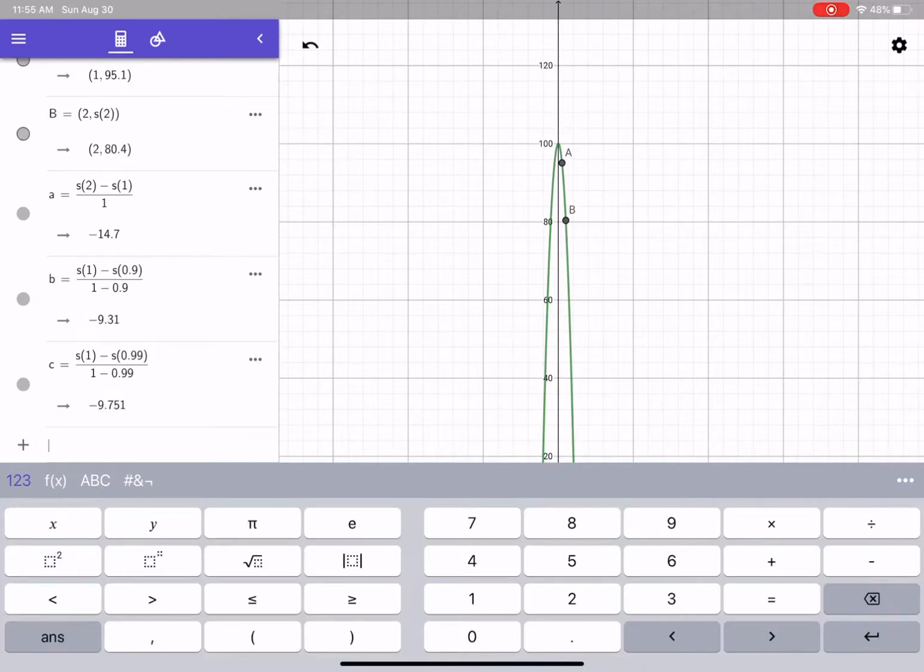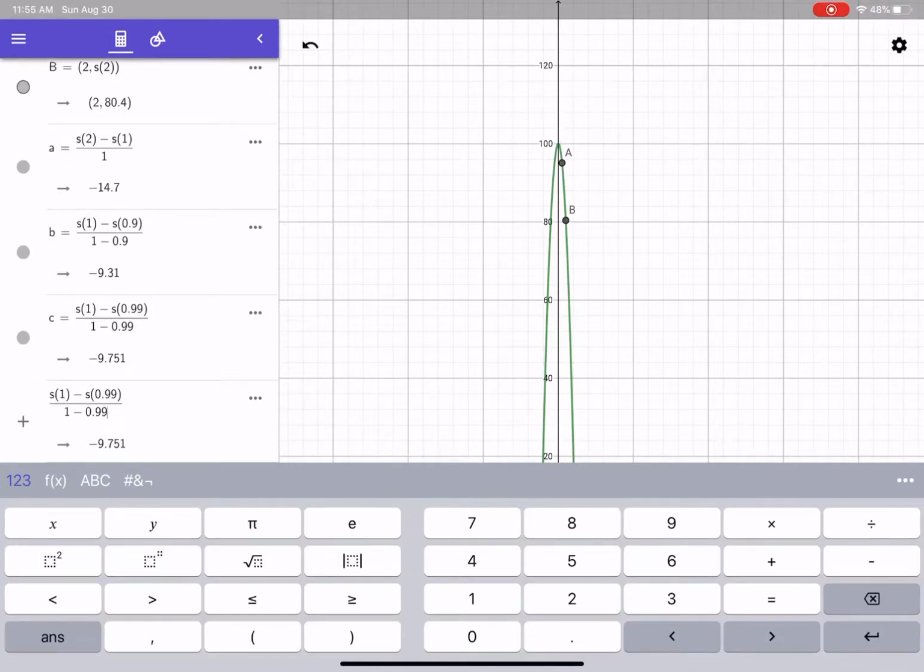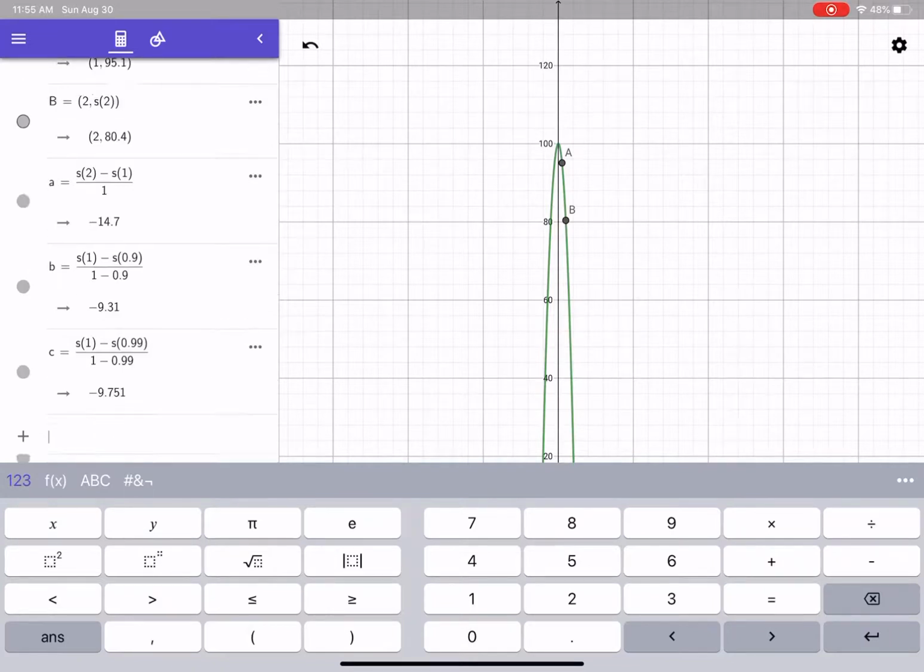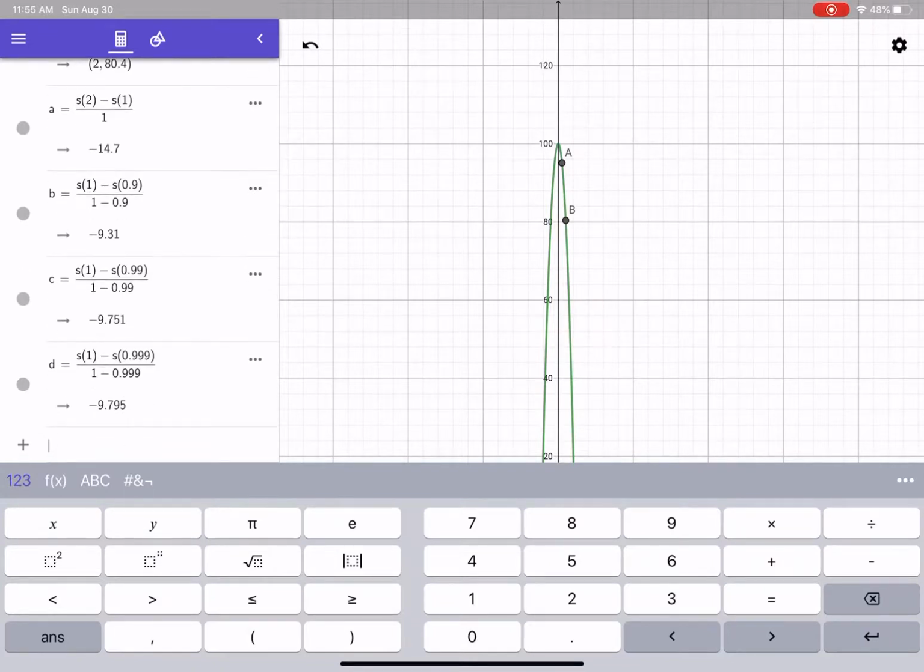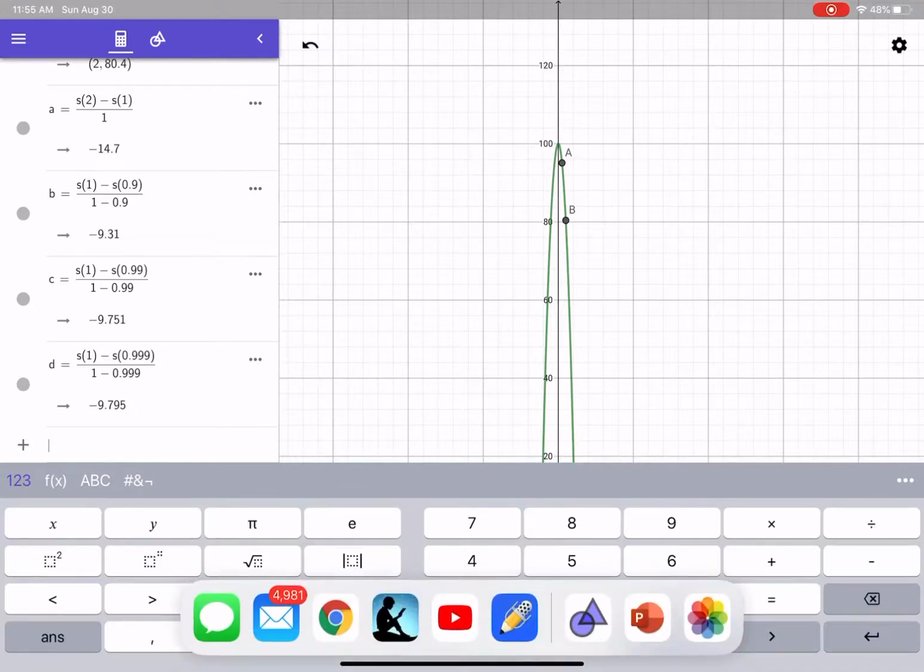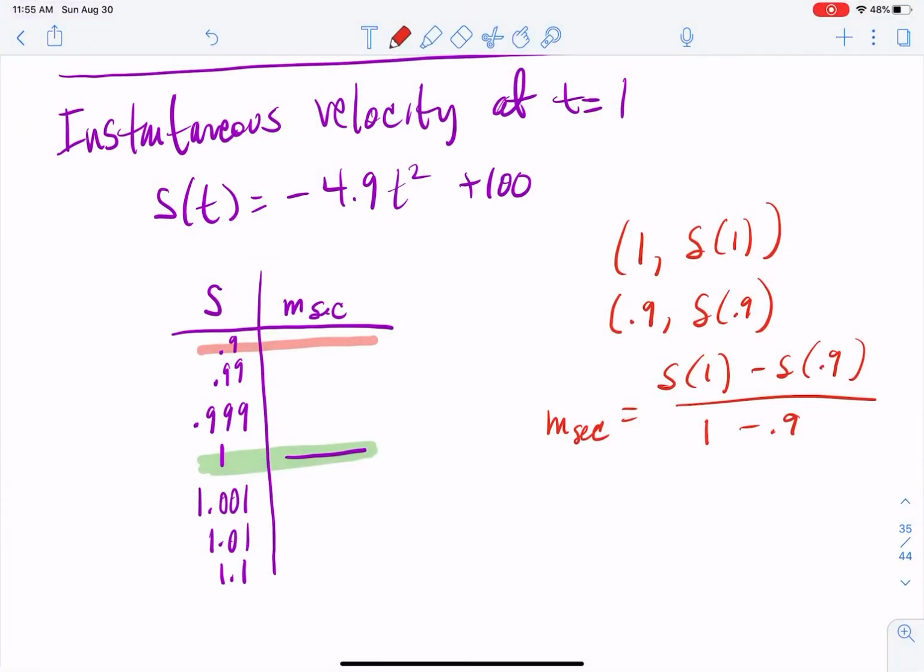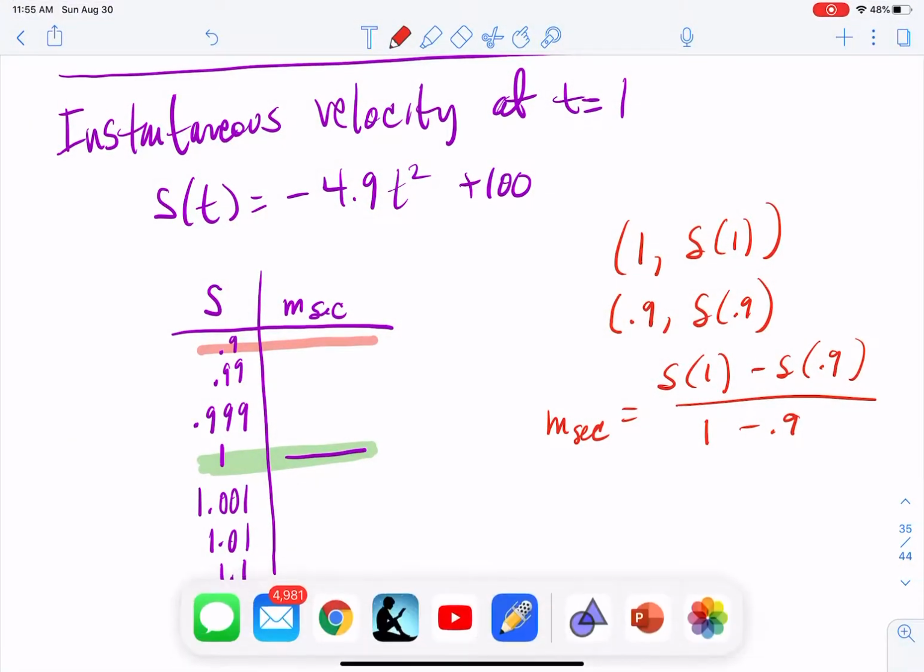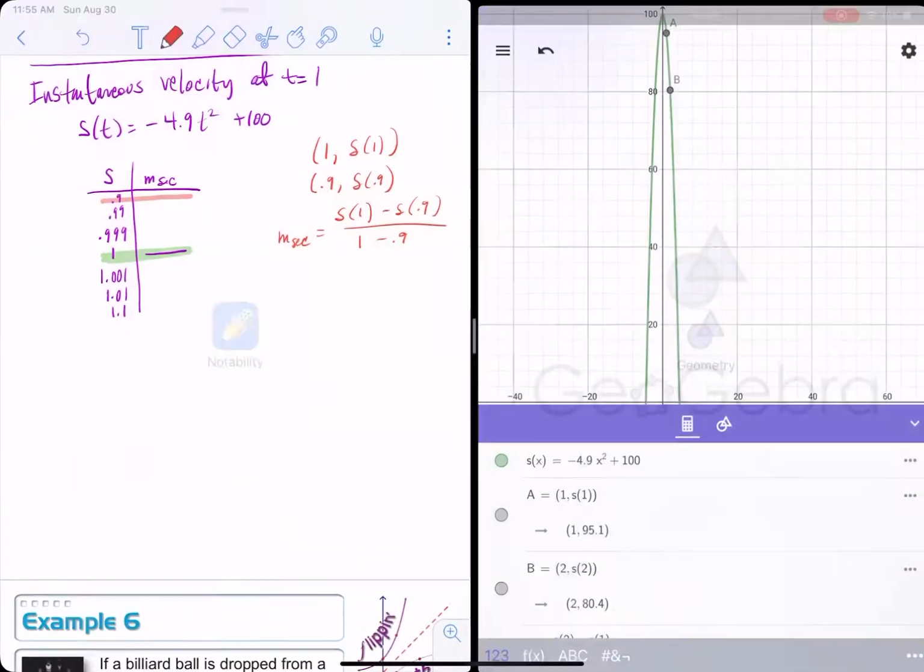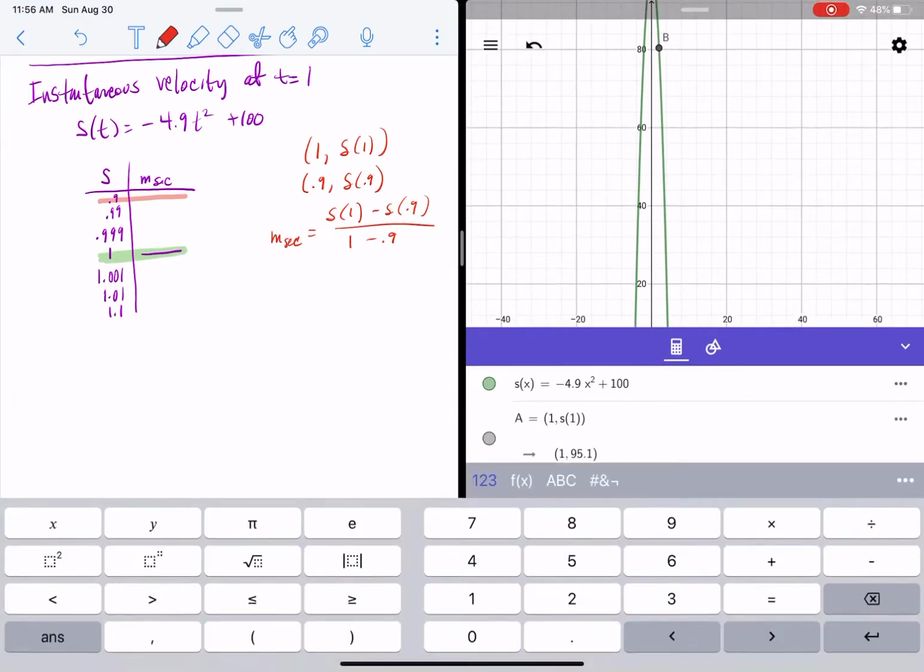Okay, and so now we're at negative 9.751. I want to duplicate that again because I wanted to go 0.999. Duplicate. Put a 9 there. And then also put a 9 down here as well. Okay, so we got negative 9.795. So I'm going to go ahead and pull up Notability side by side with this calculator so I can write those values down in our table here.